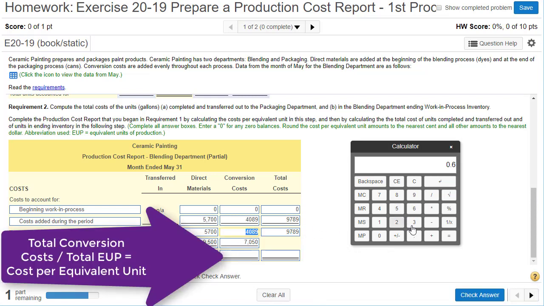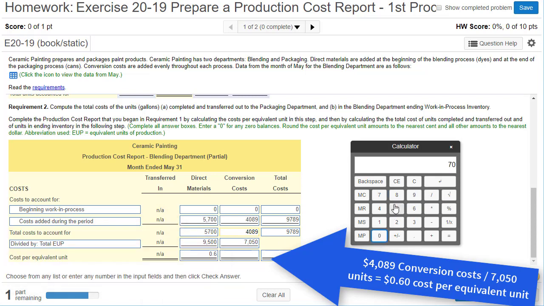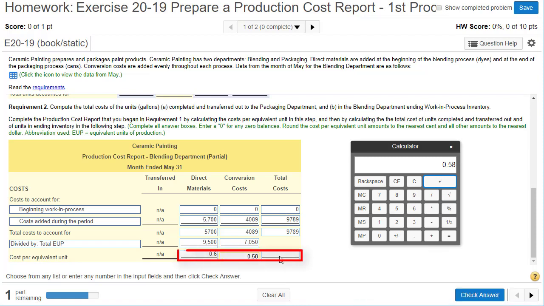Now let's do our conversion costs. So we got 4,089 divided by 7,050 equivalent units for conversion costs, which gives us 58 cents. And then to get the total cost per equivalent unit, 0.6 plus 0.58 gives us $1.18.